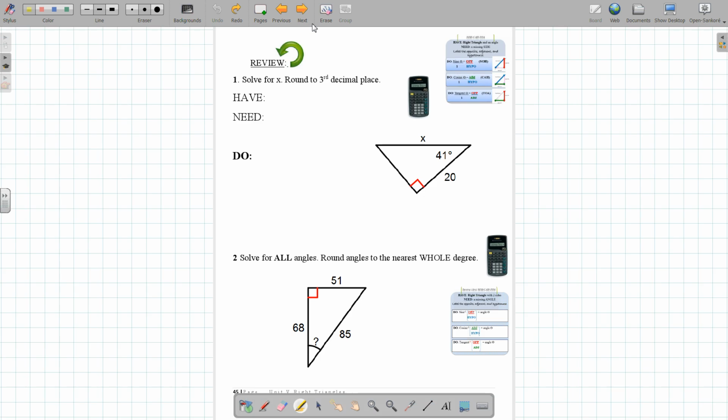We're going to recap the two concepts. Like this one, you are going to solve for x using standard SOHCAHTOA. This one, you're going to solve for theta using inverse SOHCAHTOA. Do these two on your own, restart the video to check.